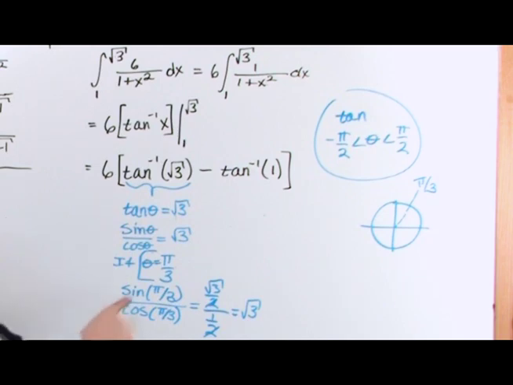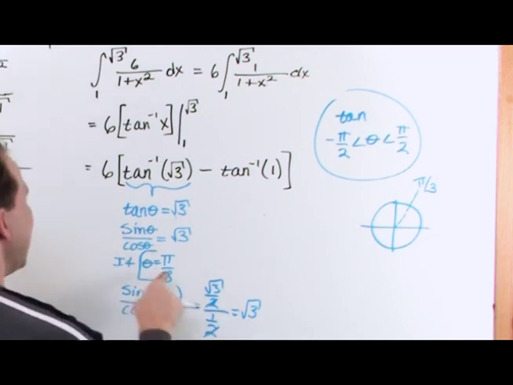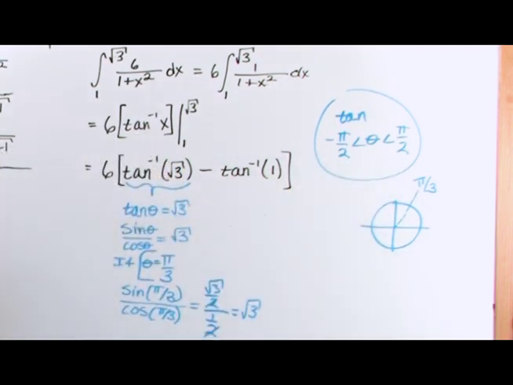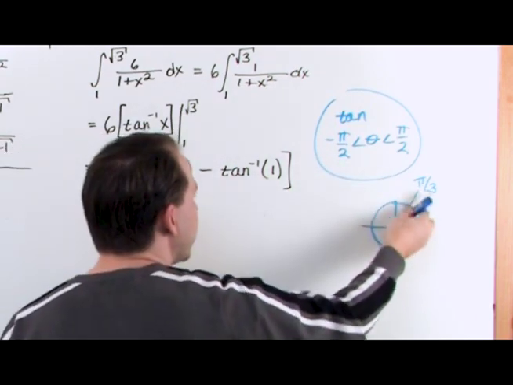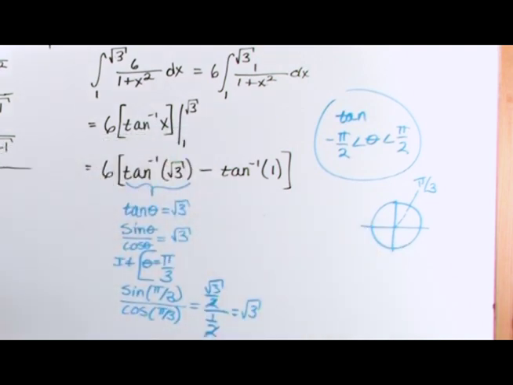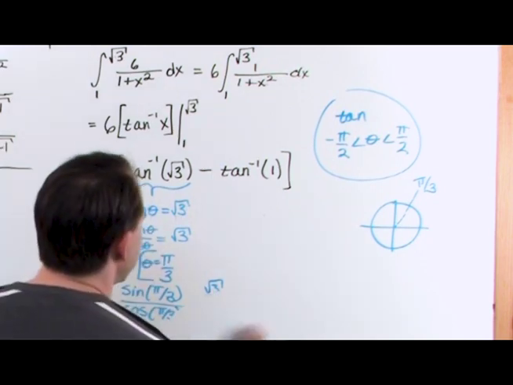Pi over 3 is the right angle because when I put it in, I get square root of 3, and pi over 3 is in the proper range between negative pi over 2 and pi over 2. This is going to take some practice walking around the unit circle to find the right angle. But in the end, we know that the angle is pi over 3 for this one.